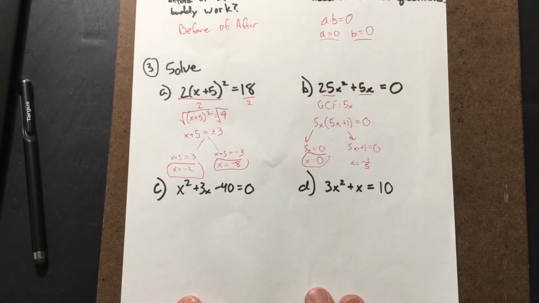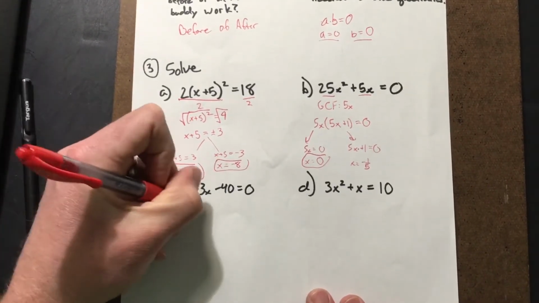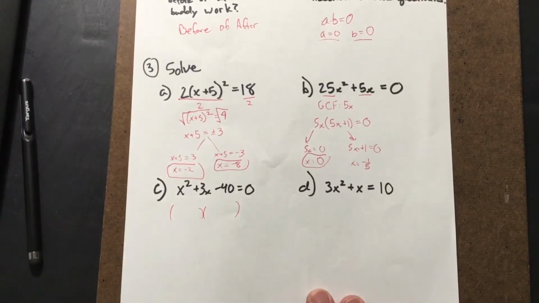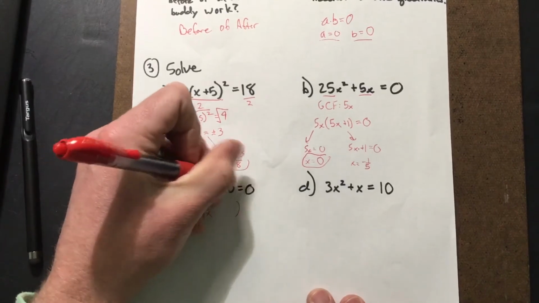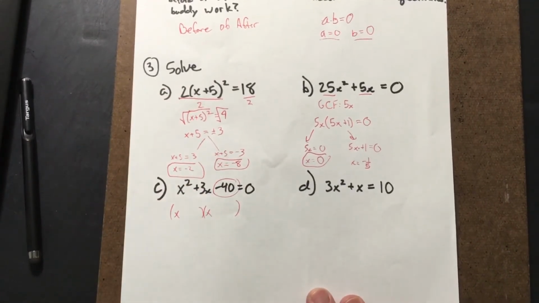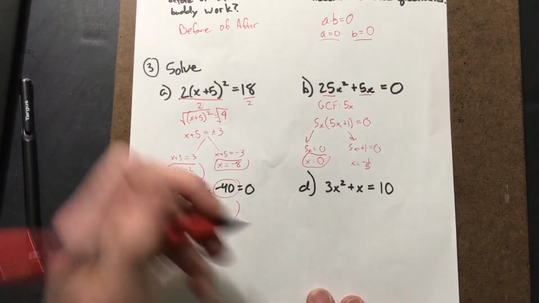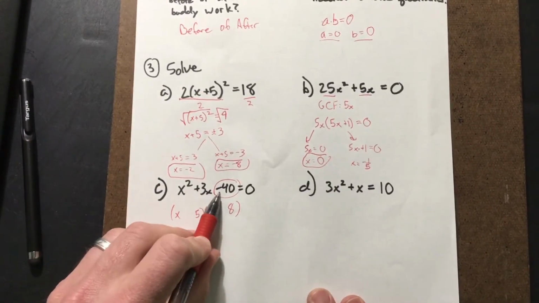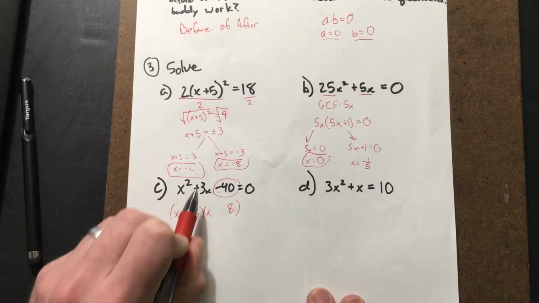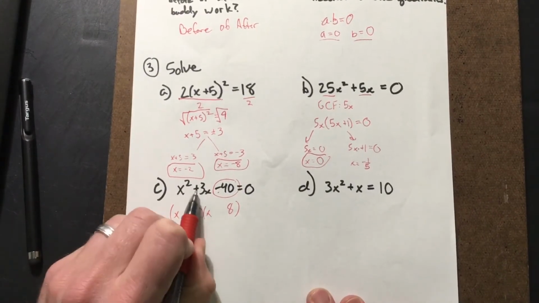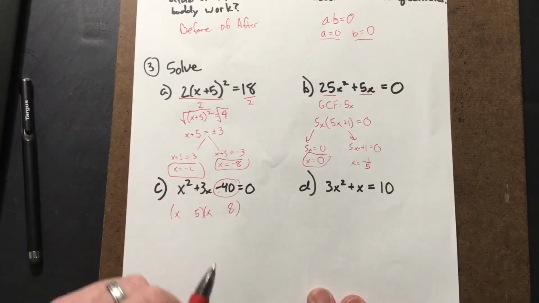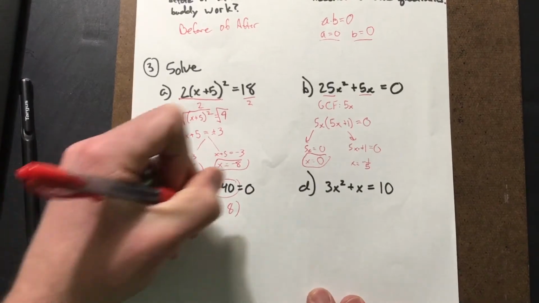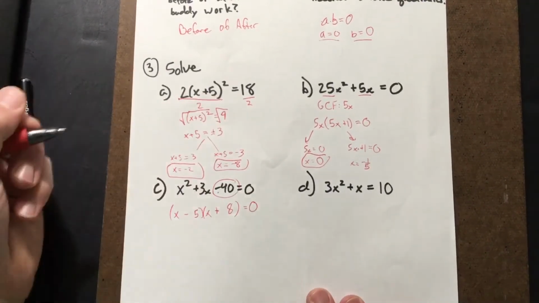All right, and then here, C and D. We need to factor. So put x here, x there. Think of some factors that can get us 40. I'm thinking 5 and 8. So 5 and 8, and now look at the signs. This tells me they have to be different signs, and this tells me the larger number has to be positive. So plus 8, minus 5, that equals 0.